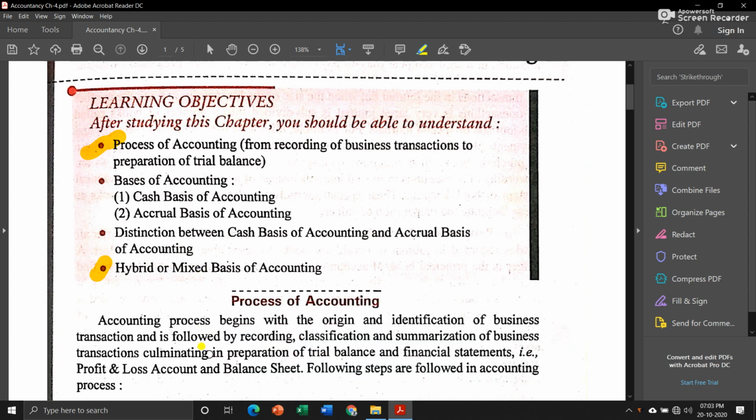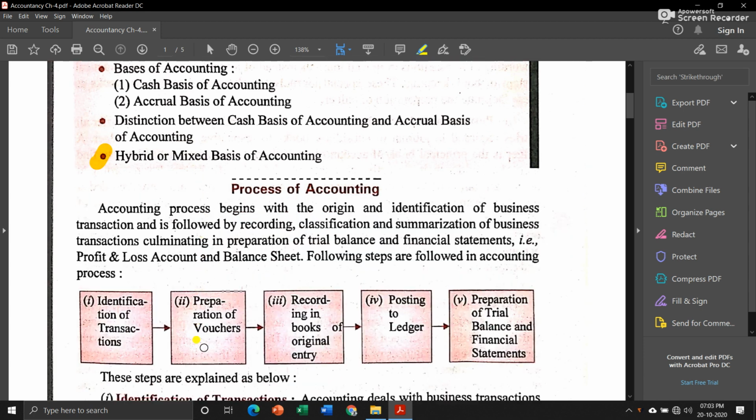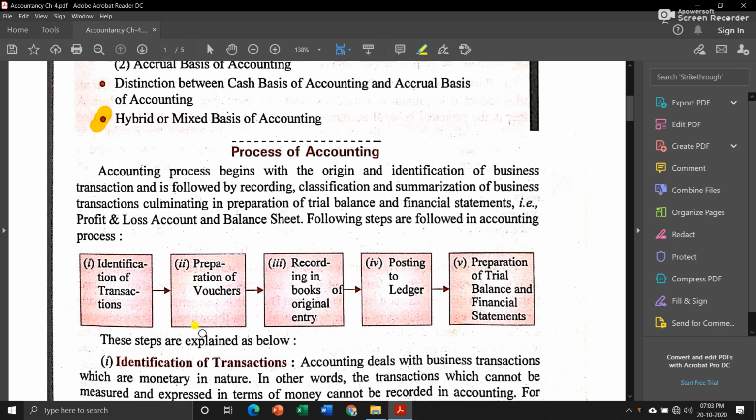So at first let us see what is the process of accounting. Now in definition of accounting, we saw that we have to first identify the transaction, then we have to record it, and then we have to classify and interpret the result of our business to the interested parties. Now what is that process? Now there are 5 steps in process of accounting.